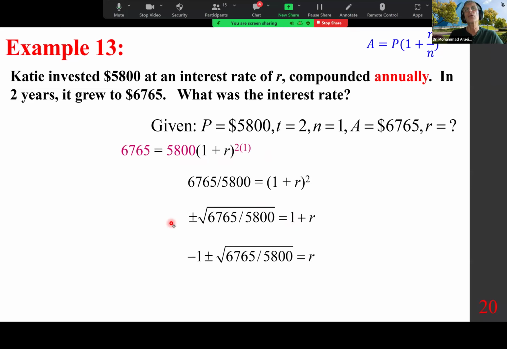Now use a calculator and evaluate the right side. And of course, this is R equals 0.08 or 8%. This is a negative value. Rate can't be negative, and it's out.